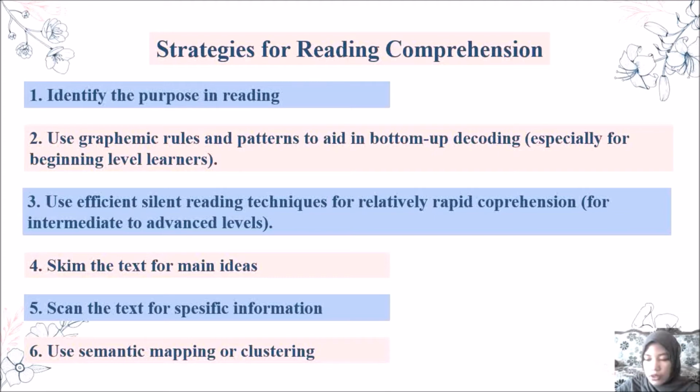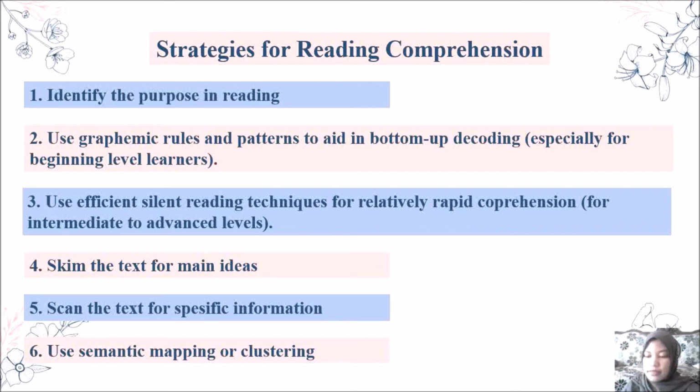By doing so, you know what you are looking for and can weed out potential distracting information. Number 2, use graphemic rules and patterns to aid in bottom-up decoding, especially for beginning level learners. Number 3, use efficient silent reading techniques for relatively rapid comprehension for intermediate to advanced levels.